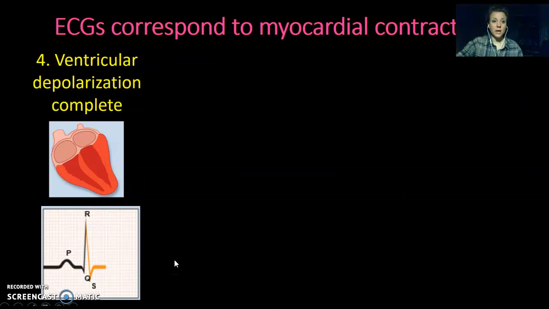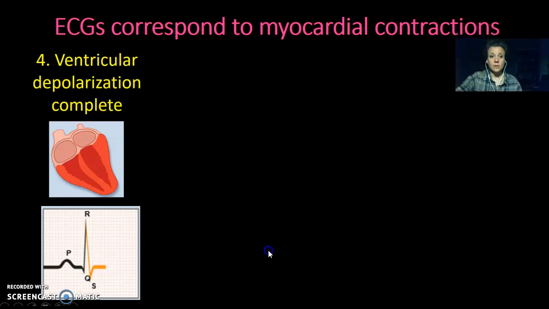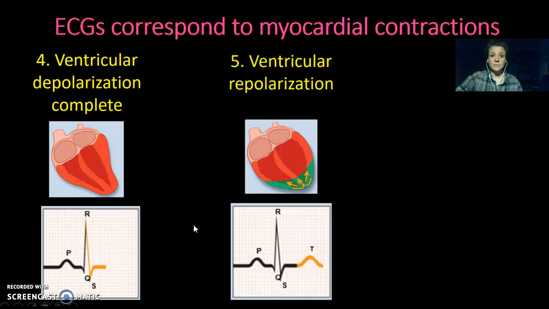Now we have ventricular depolarization is complete. That's going to be the second half of our QRS complex. And then also our ST segment, which is this little straightaway here right after our QRS complex. And then in our picture, you can see that our ventricles here have completely depolarized. So they're all red and they have contracted.